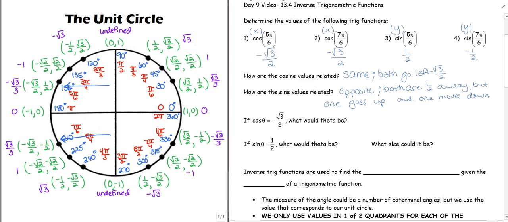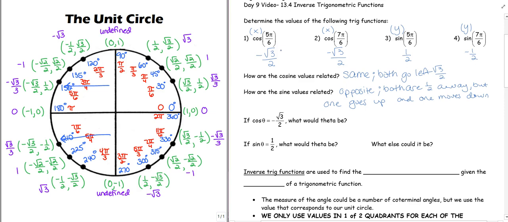So now we're going to switch gears and we're going to look into where we're going with all of this. I want to find the cosine of theta is equal to a negative root 3 over 2. What would theta be? So over here, I'm telling you which angle to go to, and you're telling me the cosine, the sine, the tangent, those values. So I'm giving you the angle, you're telling me the ratio.